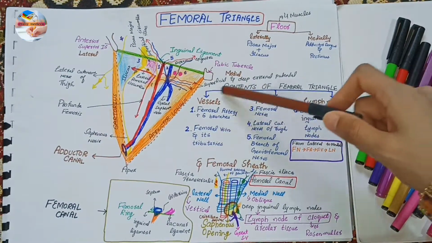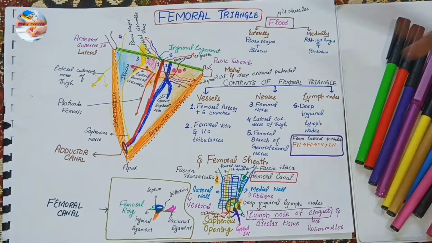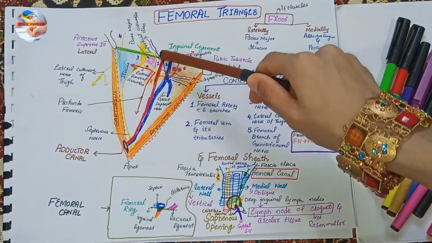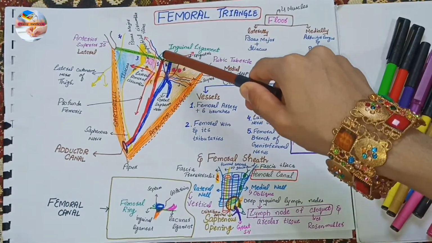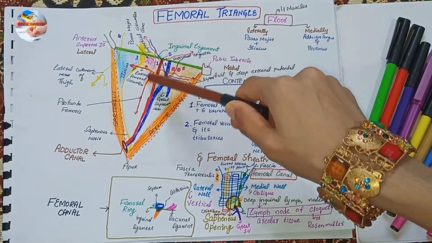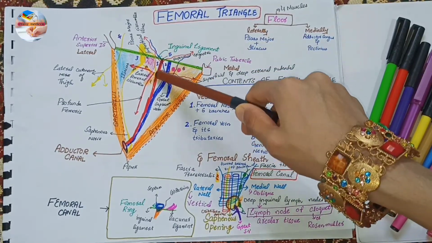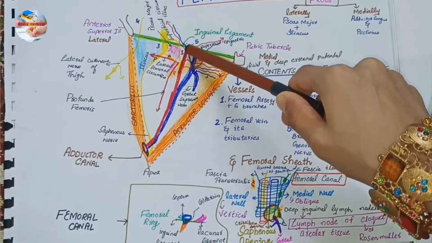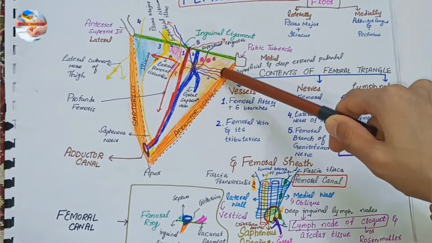Let's discuss the vascular content of the femoral triangle. Most lateral vascular content of the femoral triangle is the femoral artery. It arises behind the inguinal ligament and enters the femoral triangle and divides into the three superficial and three deep branches. Three superficial branches include the superficial circumflex iliac artery, superficial epigastric artery, and superficial external pudendal artery.